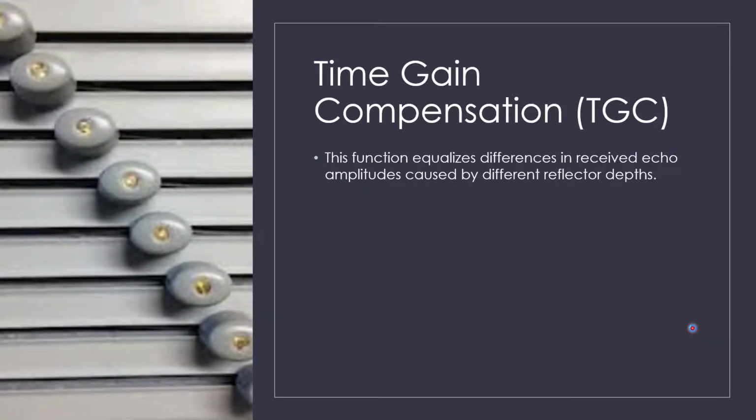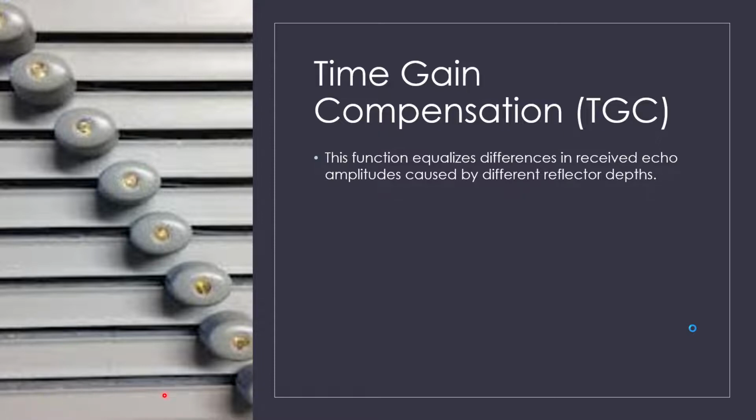And the second one that I want to talk about is time gain compensation. That's also known as TGC. Now you can see here on the side that it's little sliders. A lot of times they'll be in a line like this, but the function of the TGC is to equalize the differences in the received echo. So to put that in layman's terms, imagine that this is the top of your screen and this is the bottom of your screen, okay?